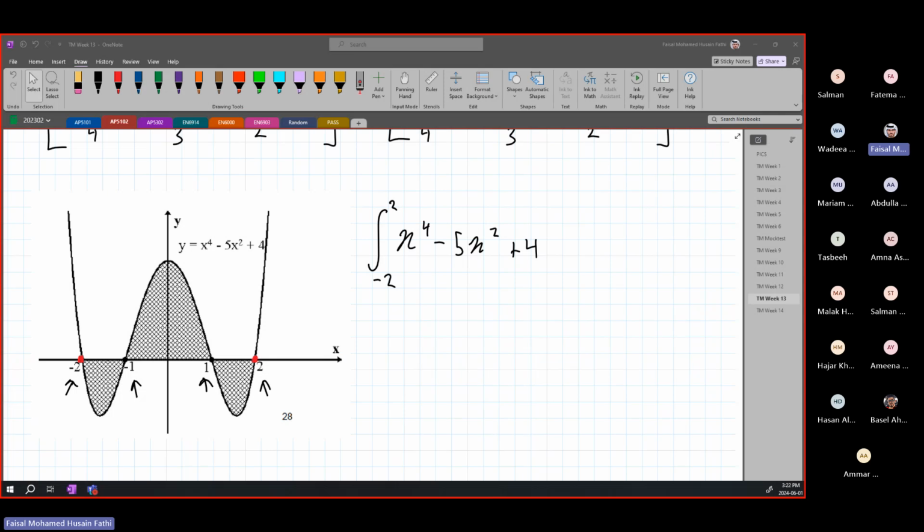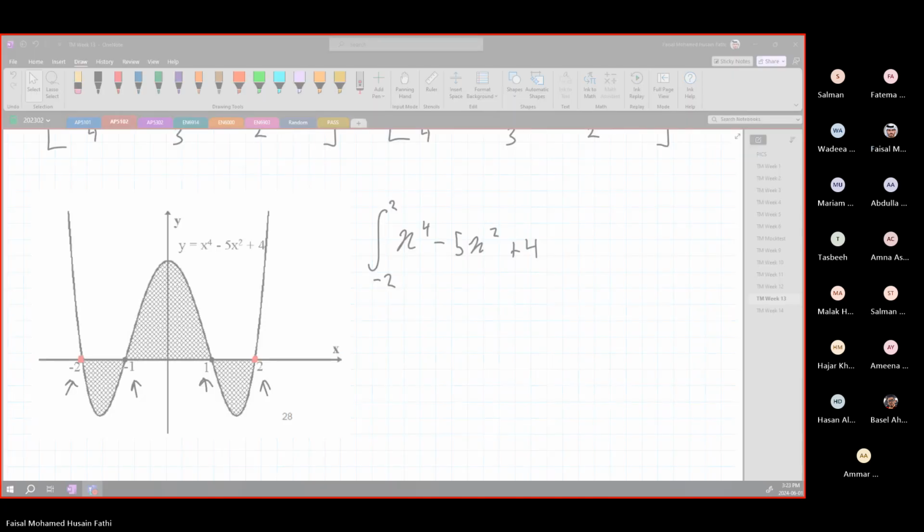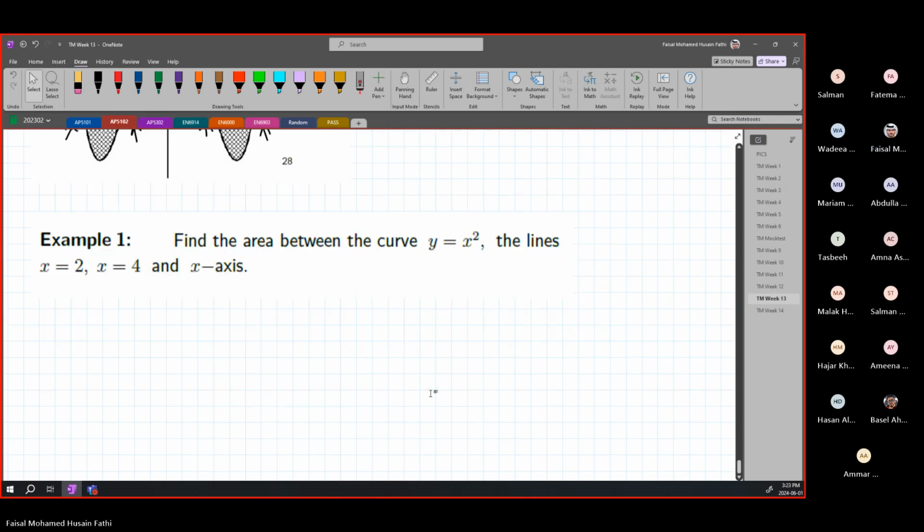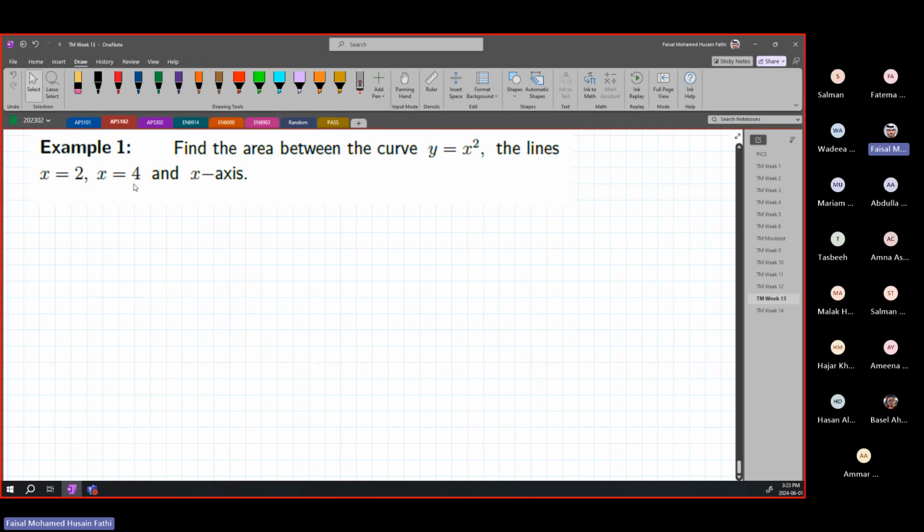But what if you had two curves? What if you had multiple curves? For example, let's say the question says, a very simple example: find the area between the curve y equals x squared, the lines x equals 2 and x equals 4, and the x-axis. If you're given a question like this, you have to be able to plot a basic curve.